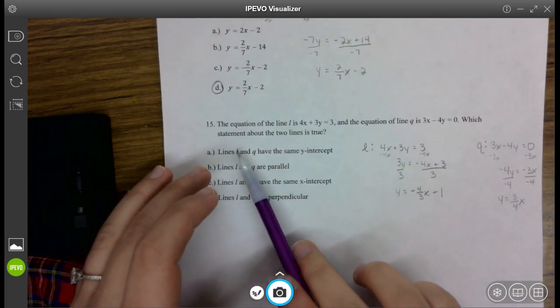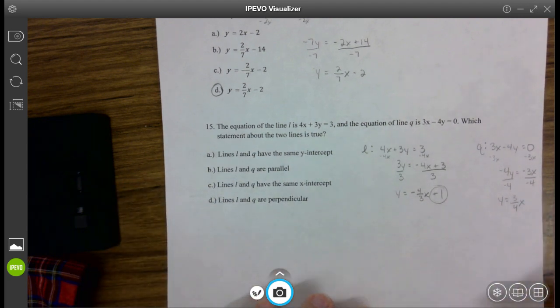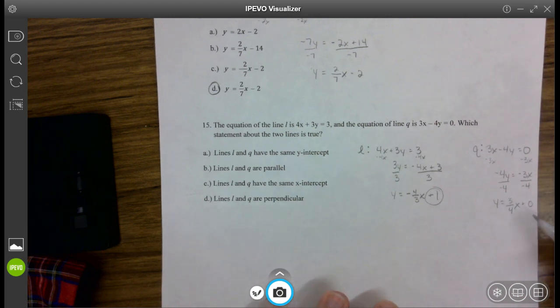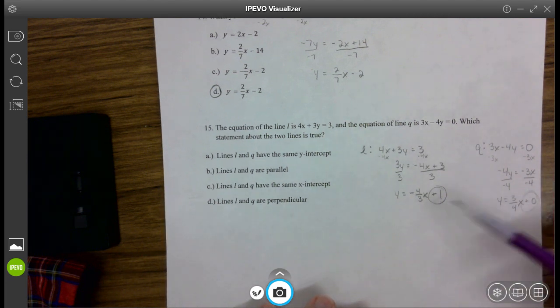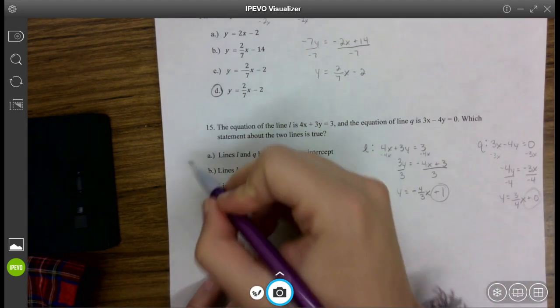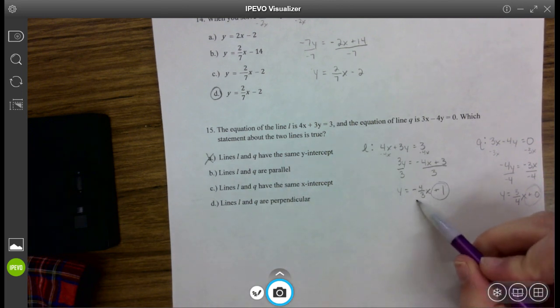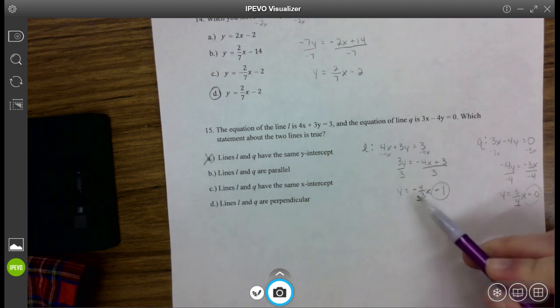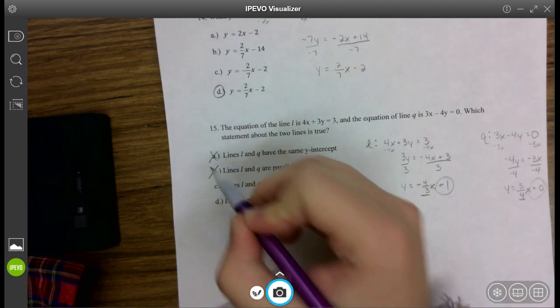Now, if we look over here, it says lines L and Q have the same y-intercept. So this is our y-intercept. This is also our y-intercept. Since we don't have anything, we could technically write plus 0, but this would be our y-intercept. Is 1 and 0 the exact same? No. Now we have lines L and Q are parallel. If they are parallel, that means they have the same slope, which is this value right here. Is negative 4/3 and 3/4 the same? No, it is not. So that is not an option.